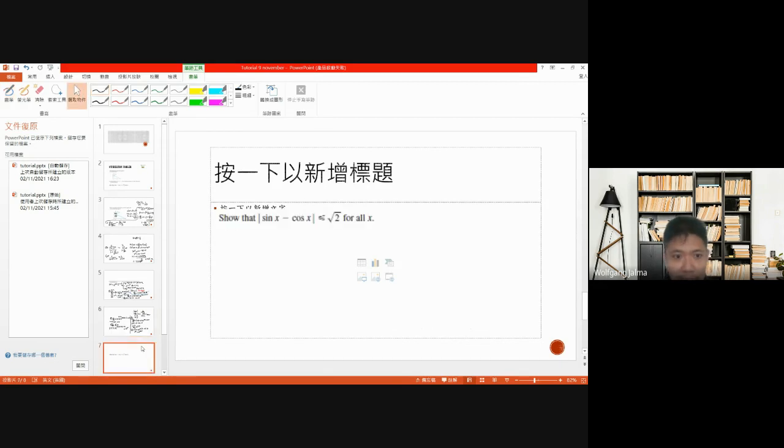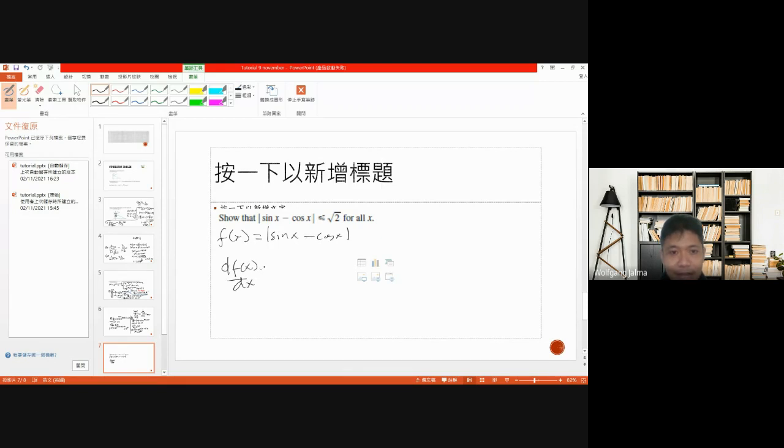Okay, the last one, I think I will be very quick here. What you can do here is basically simply use f(x) equals sine x minus cos x. So we have df dx.